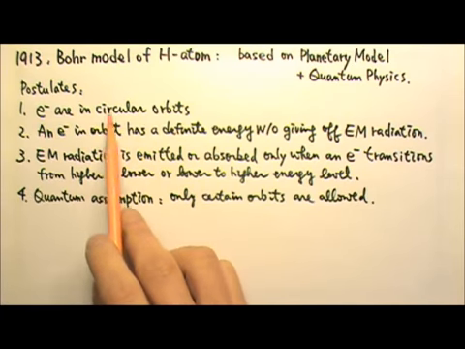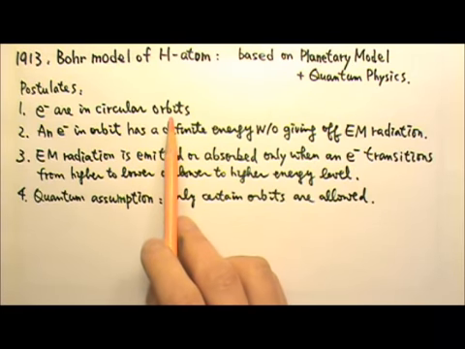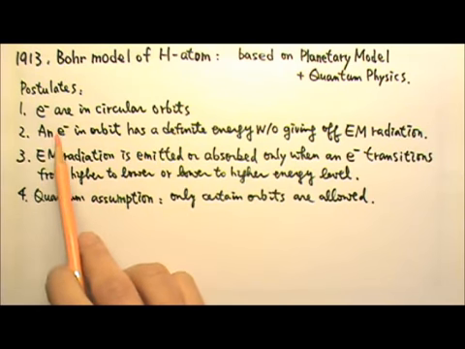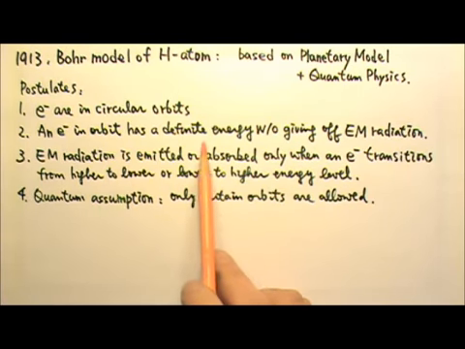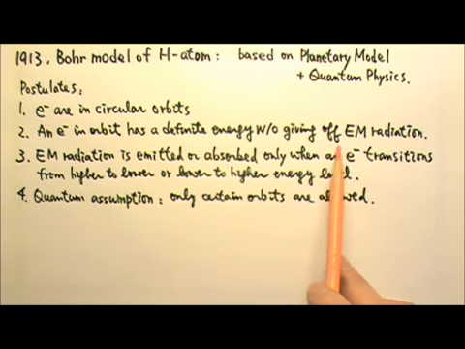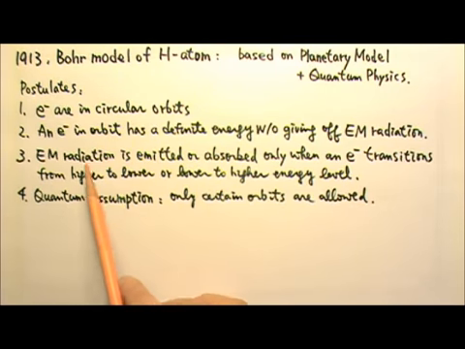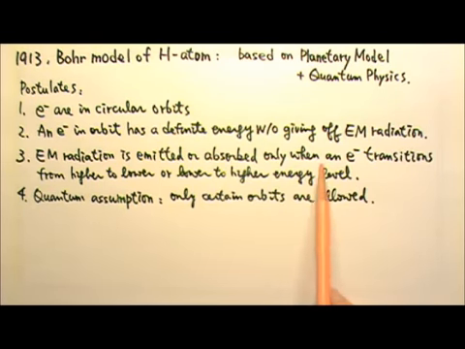1. Electrons in hydrogen atoms move in circular orbits about their nuclei. 2. An electron in orbit has a definite amount of energy without giving off EM radiation, so the orbits can be stable. 3. EM radiation is emitted only when an electron transitions from a higher to a lower energy level. EM radiation is absorbed only when an electron transitions from a lower to a higher energy level. 4. Only certain circular orbits are allowed. Bohr made his quantum assumption to match experimental data, Balmer's formula.